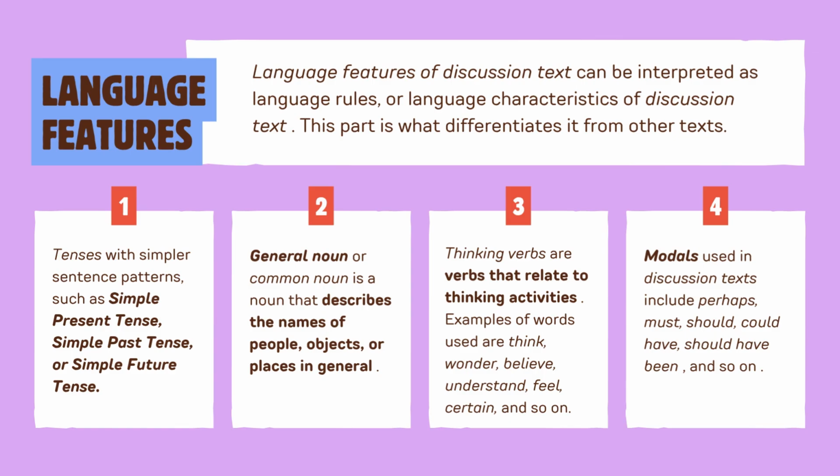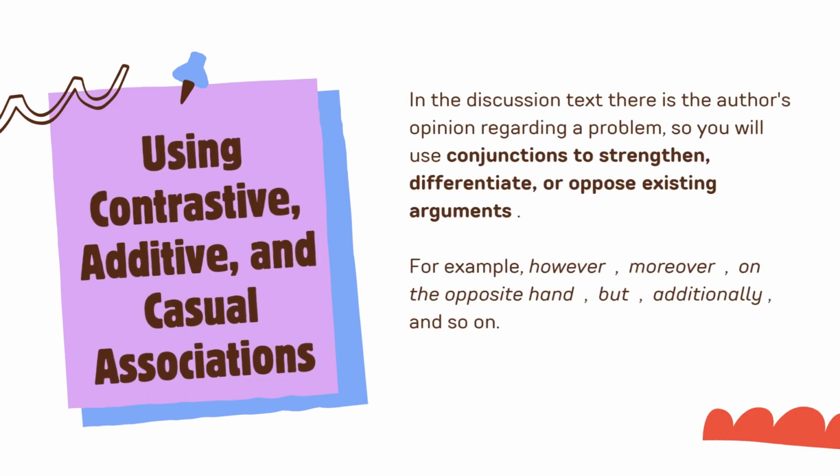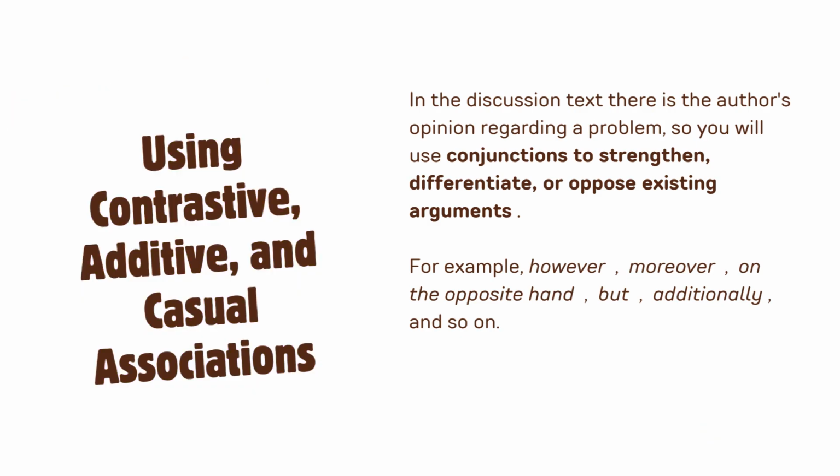And the third one is the use of thinking verbs that relate to thinking activities, for example, wonder, believe, understand, feel, and so on. And the fourth one is the use of modals like must, should have been, and so on. The last but not least, the use of contrastive, additive, and causal associations. So, in this part, you will use conjunctions to strengthen, differentiate, or oppose the existing arguments. For example, however, moreover, on the other hand, and so on.